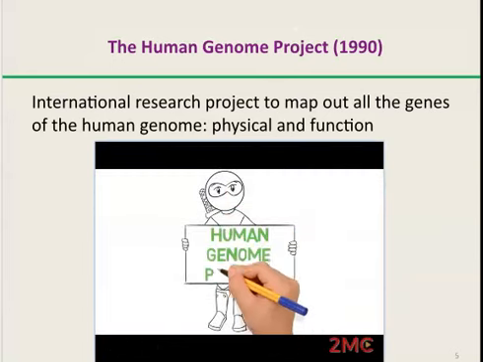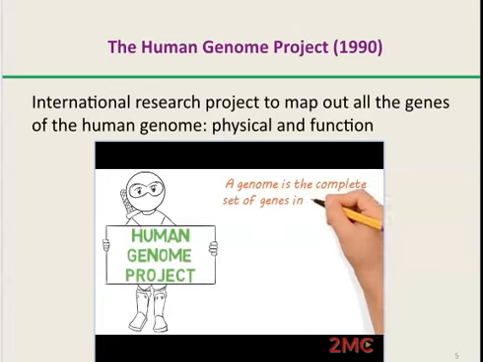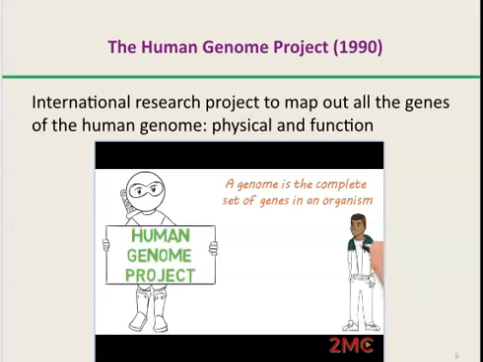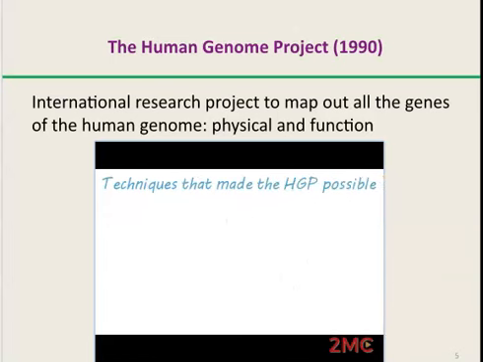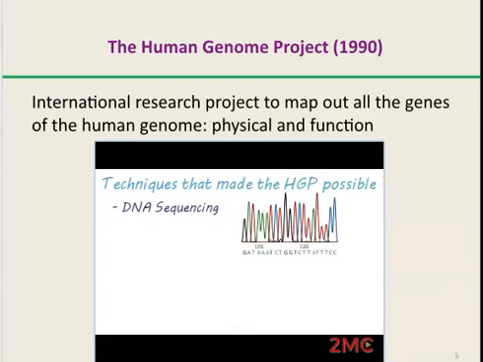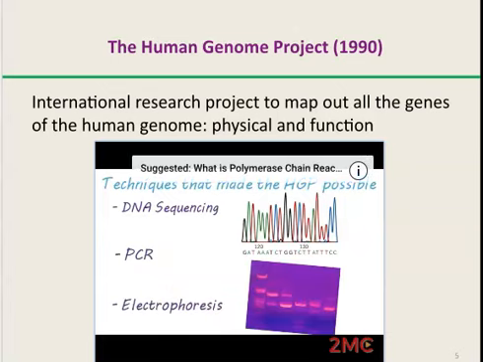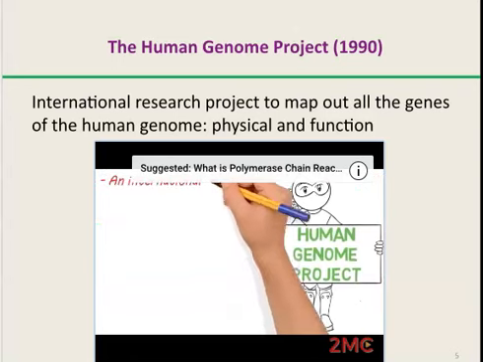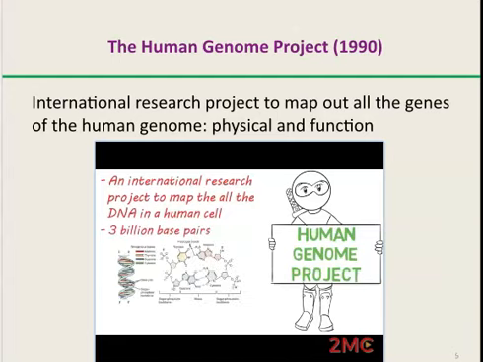Thanks for stopping by. Today we are talking about the Human Genome Project. Before we discuss the actual project, I want to define what a genome is. A genome is the complete set of genes in an organism. In the Human Genome Project, that organism is, of course, the human. There are several scientific techniques that made it possible to start and complete the Human Genome Project. These include DNA sequencing, polymerase chain reaction, and electrophoresis. The Human Genome Project was essentially an international research project to map the entire human genome, every section of DNA in a human cell, which is a lot, 3 billion base pairs, in fact.